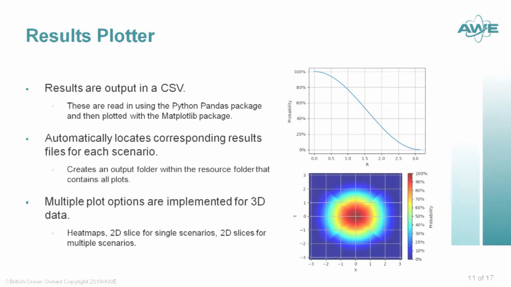These plots can also be specified to be a different type as well. So I mentioned the 2D heat map previously. You can also have a slice of this if you expect it to be symmetrical. Or you could even have a single plot for all of the scenarios in the 2D space, so you can compare the different lines themselves.